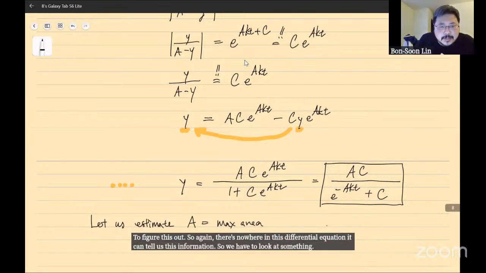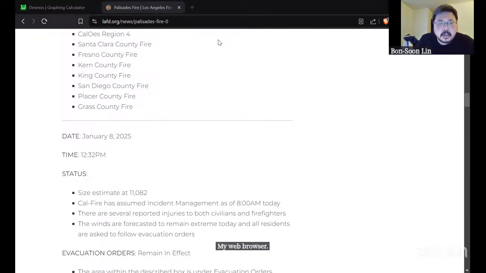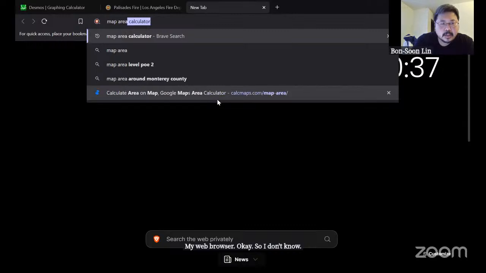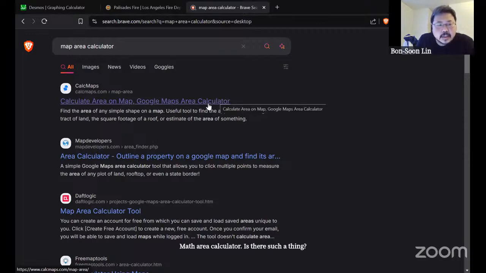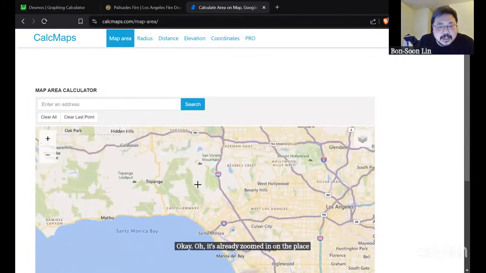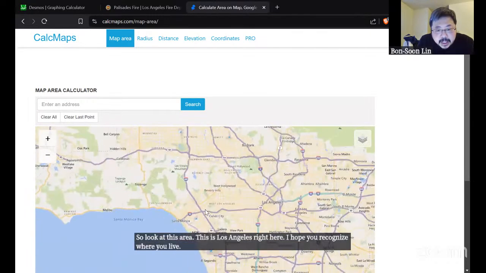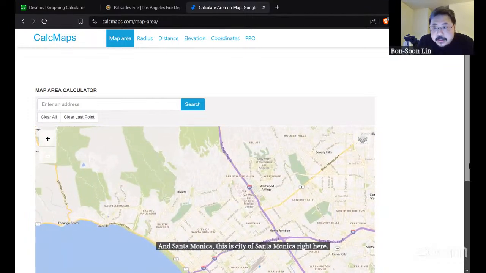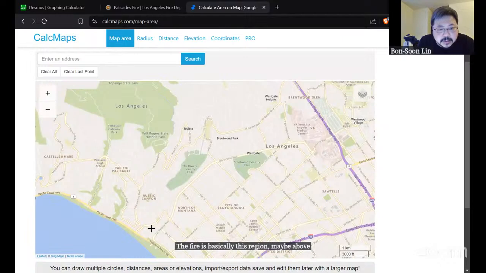So let's go to a map. I'm going to go to my web browser. Okay. So I don't know, map area calculator. Is there such a thing? I'm going to click this. Okay. Oh, it's already zoomed in on the place that I first looked at this. So look at this area. This is Los Angeles right here. I hope you recognize where you live. And this is the city of Santa Monica right here. The fire is basically this region, maybe above San Vicente right here, right? So this whole area.